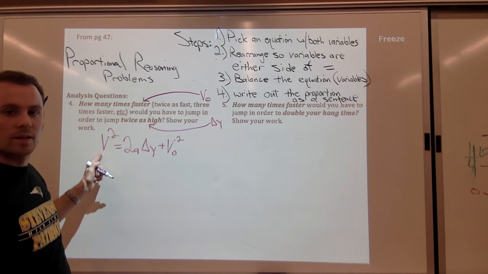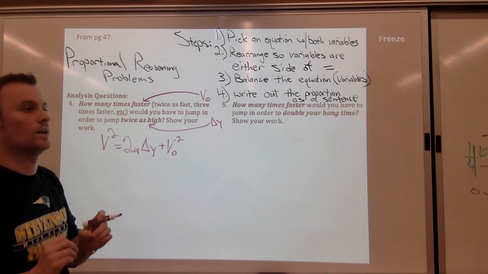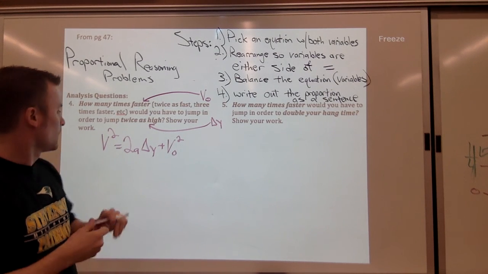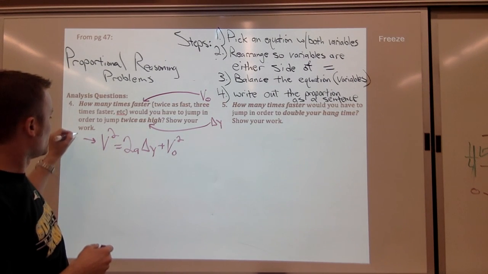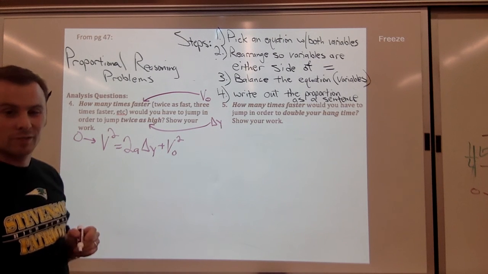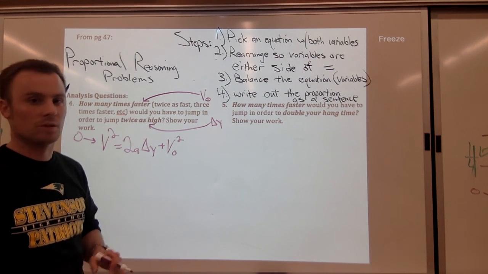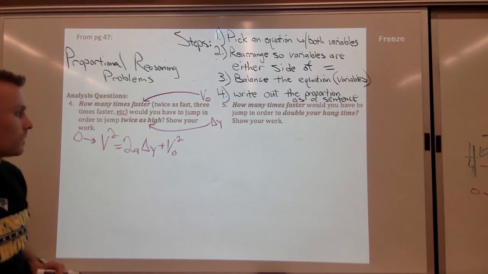What's my velocity at the top of a throw up, throw down, or the top of a jump? It's going to be 0. So this velocity here is 0. The acceleration for a free fall, well, that never changes. We showed that in the lab. It's always going to be the same. So this is the one I'm going to stick with.